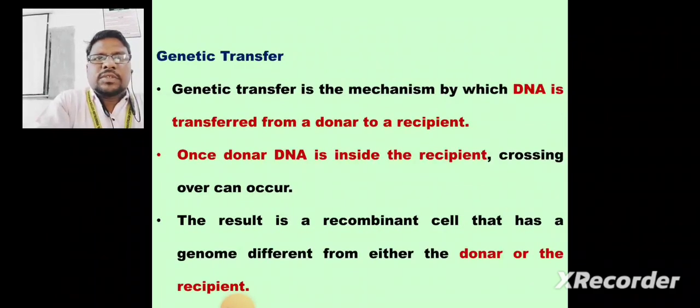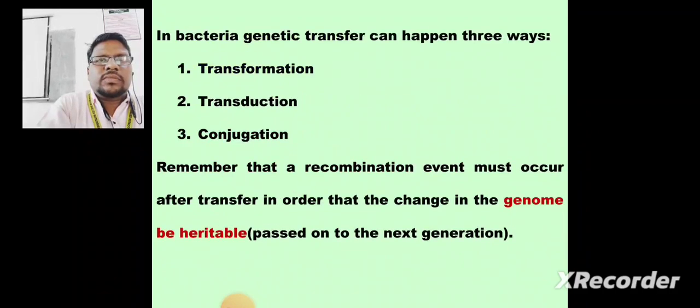Gene transfer. Genetic transfer is a mechanism by which DNA is transferred from a donor to a recipient. Once the donor DNA is inside the recipient, crossing over can also occur. This results in a recombinant cell that has a genome different from either donor or recipient. In bacteria, genetic transfer happens in three ways: transformation, transduction, and conjugation. Recombination events must occur after the transfer in order for the change in the genome to be heritable.